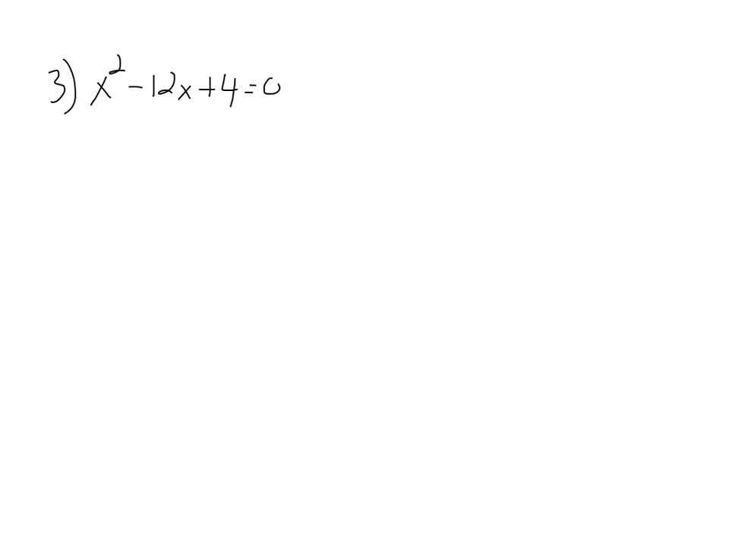So the first thing that we always look for is, is there a GCF? Clearly not on this one, because a is 1 already. Okay, so the second thing that I'm looking at is, is this a perfect square trinomial? So I'm thinking, what multiplies to give me 4 and adds up to be negative 12? Okay, and nothing will.